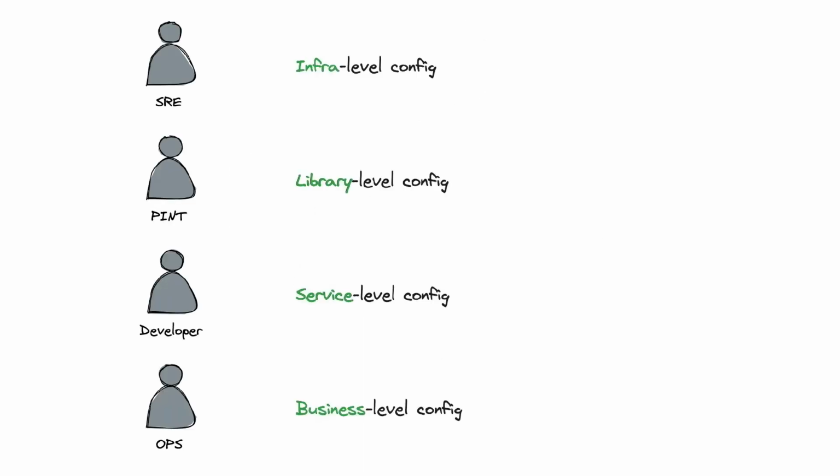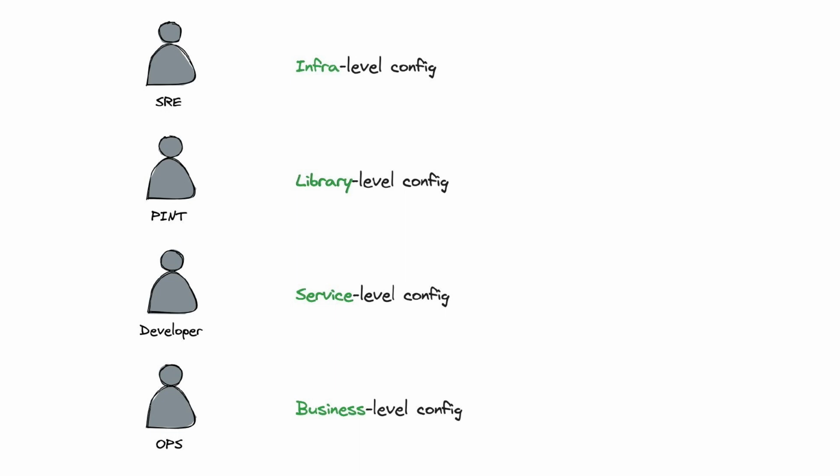So for SRE, we have infra-level config, which is config related to any type of resources. For Pint, we have library-level config. For developers, we have service-level config, which is pretty much anything that developers put in production configuration. And finally, for operations, we have business-level config, and this is mostly the city and country config that I mentioned previously. We call this mental model four levels of configuration.